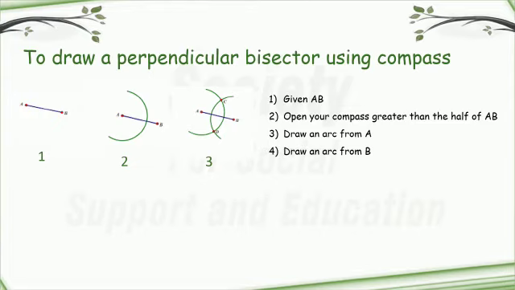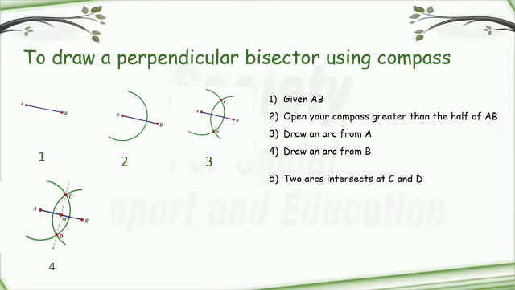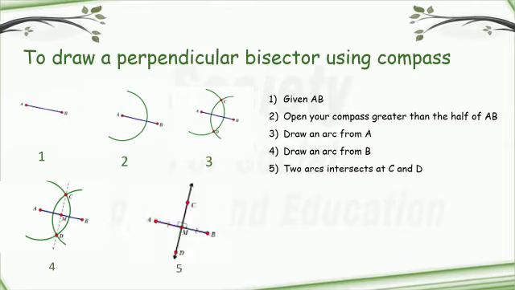So first of all, we open our compass greater than half of AB. We draw an arc from A. Then we draw another arc from B. These two arcs, like we see in figure 3, intersect at C and D. Then we have the perpendicular bisector CD.